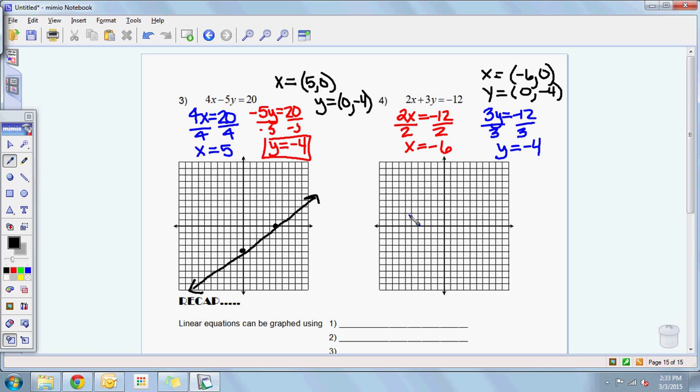I'm going to go to my graph and graph those 2 points. So I'm going to go over negative 6, 1, 2, 3, 4, 5, 6. And then down over 0, down 4, 1, 2, 3, 4. So I've got my line. I'm going to use a straight edge, not like Mrs. Sanford. Oh my gosh, that's just the worst, just a terrible example.